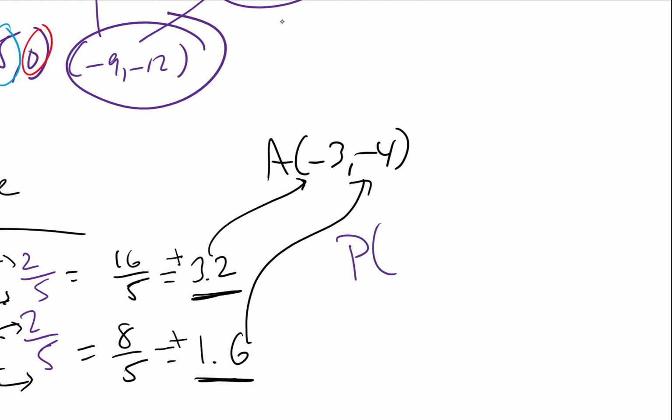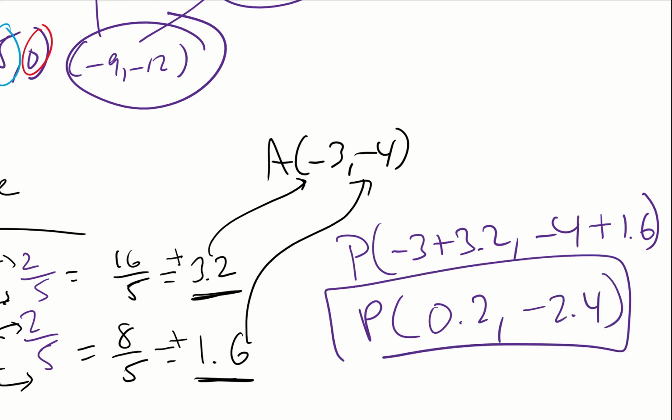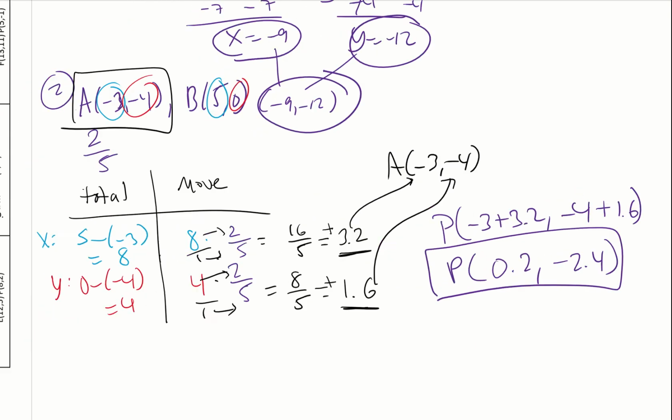We have P: negative 3 plus the 3.2 that we found, negative 4 plus the 1.6 that we found. It's going to give you 0.2, negative 2.4. And that's your answer for number 2.